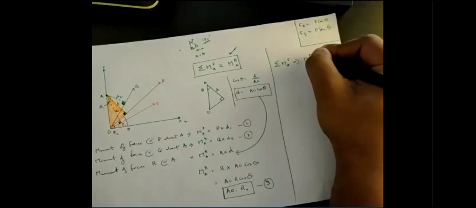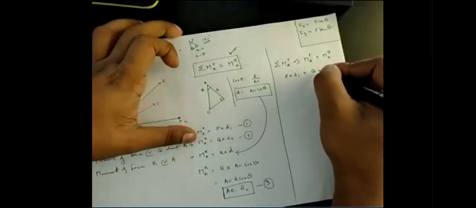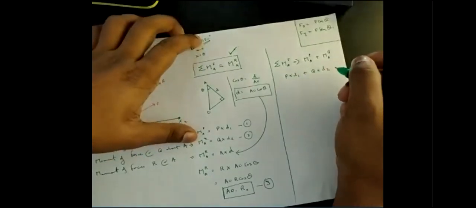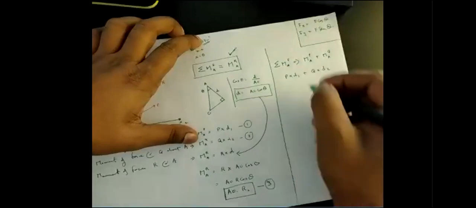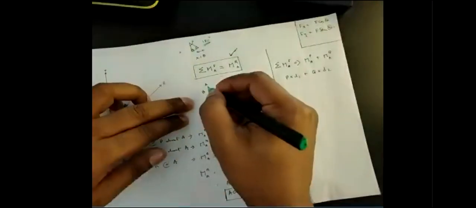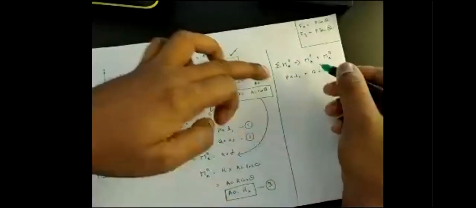So if you see sigma M about A, that is the sum of all moments about A, this can be represented as the moment of P about A plus the moment of Q about A. You can simply depict this in this particular expression. Now the moment of P is nothing but P times d1, and the moment of Q is Q times d2. Now if you further simplify that, the same solution can be represented in P and Q as well.